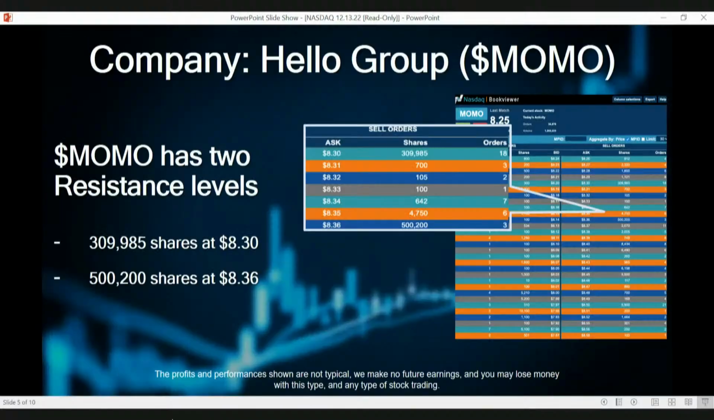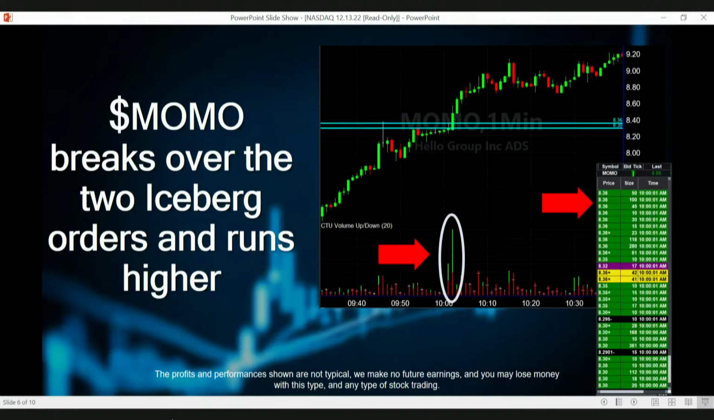What's nice about the more inexpensive stocks is you'll see more dominating orders here. And you could see here on MOMO, you had a big monster seller, 300,000 shares and 500,000 shares, hovering between 8.30 and 8.36, which we all know would be a big resistance because of having a big seller out there. Right, and we can see that, again, breaking over those key iceberg levels that you've identified.